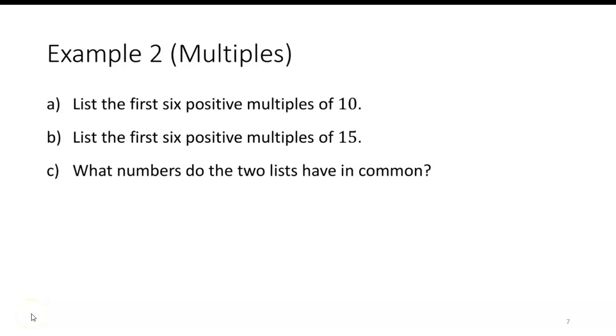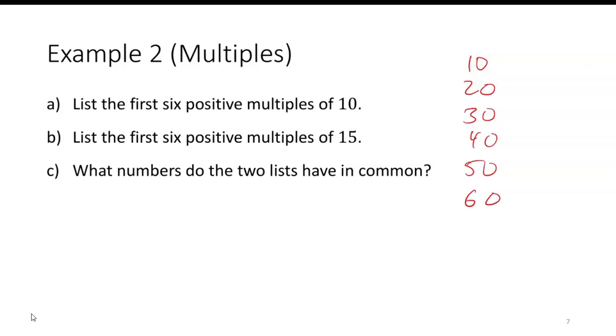All right, so let's list the first 6 multiples of 10. Multiples are basically 10 times 1, 10 times 2, 10 times 3. So 10, 20, 30, 40, 50, 60 are the first 6 multiples of 10.